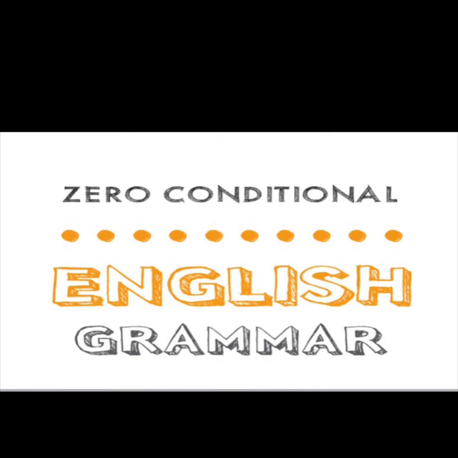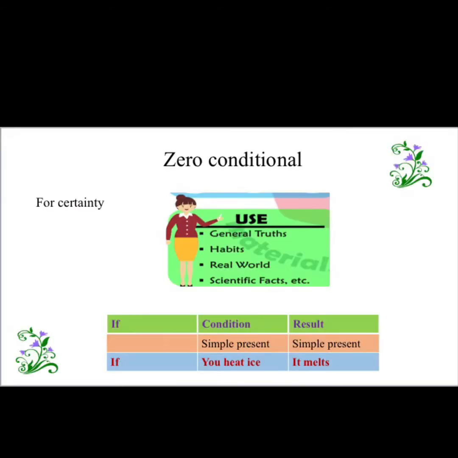Let's start with the zero conditional. We use the zero conditional when the result of the condition is always true, like a scientific fact. Notice that we are thinking about the result that it's always true for this condition. The result of the condition is an absolute certainty, so we use the zero conditional for general truths, habits, real world, and scientific facts. Let's see the structure.